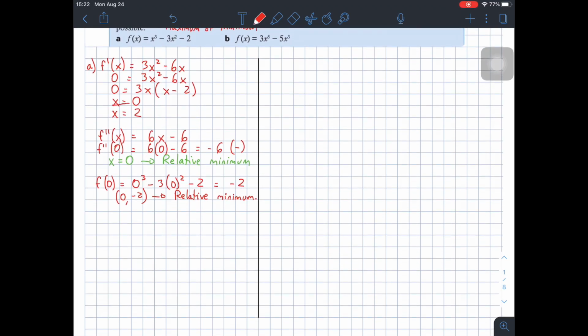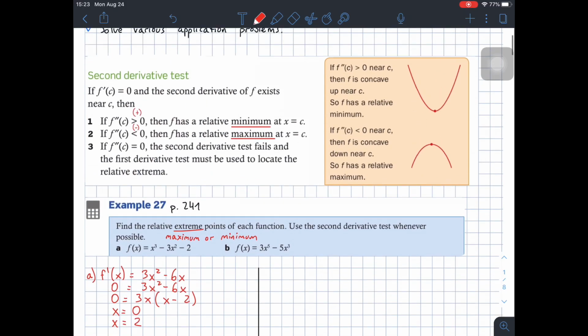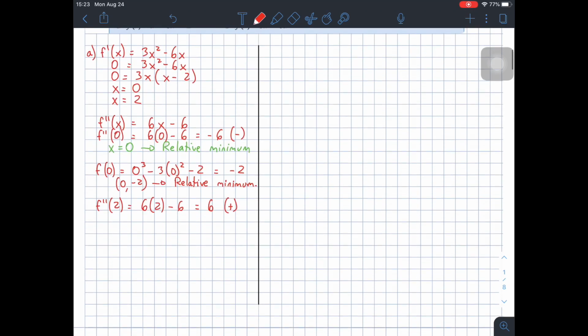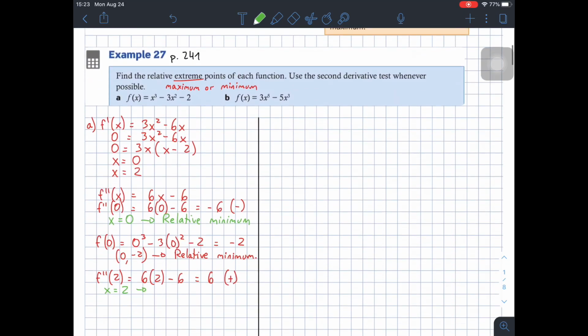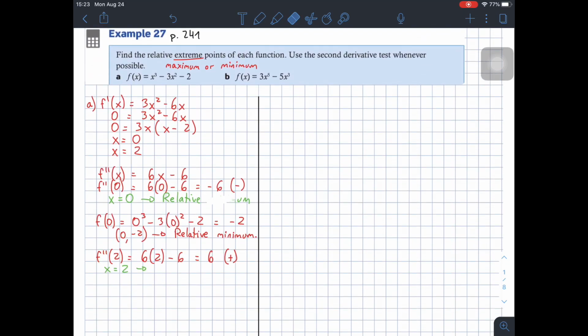Now, if we do the same thing for our second critical number, x equals 2, we're going to evaluate the second derivative at x equals 2, and this would be 6 times 2 minus 6. This gives us 12 minus 6, which is positive 6. So this is a positive number. And according to our rule, whenever the second derivative is positive at the value we're evaluating, we're talking about a minimum point. That means that for x equals 2, we have a relative, this should say relative minimum.